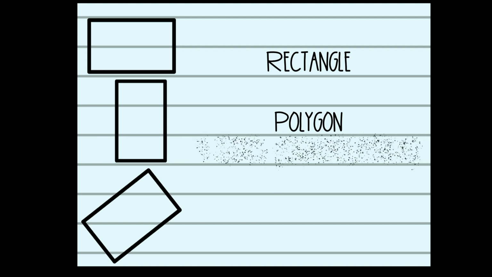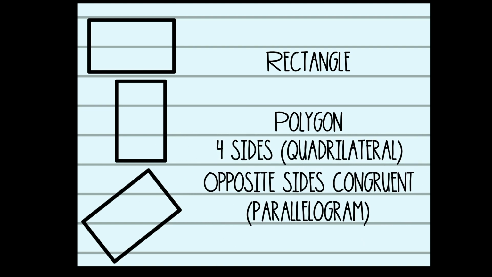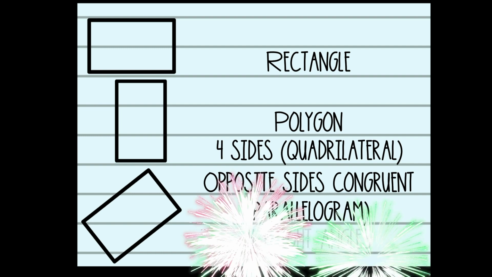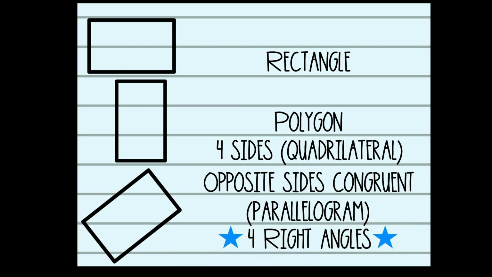Next up, we have a rectangle. The properties of a rectangle are: it is a polygon, a plane closed figure, and it also has 4 sides, so it's a quadrilateral. The opposite sides are congruent and parallel, so it's a parallelogram. And most importantly, a rectangle has 4 right angles. No right angles, no rectangle.